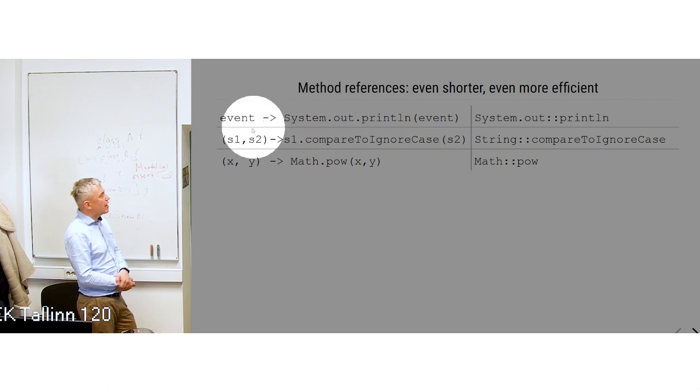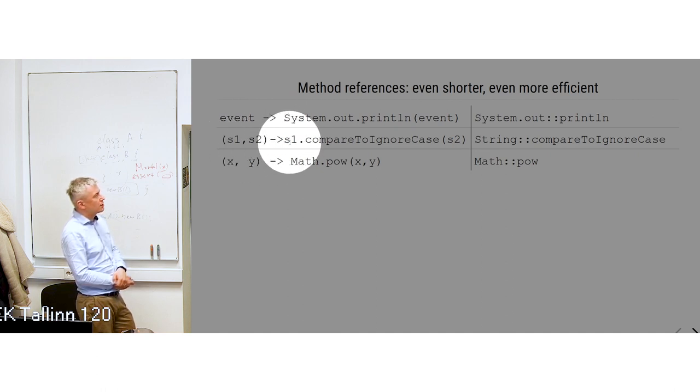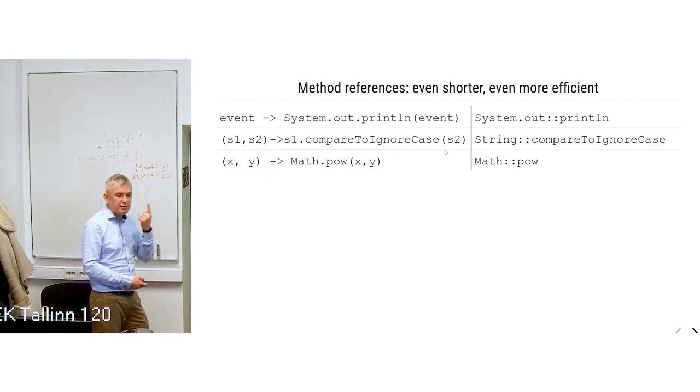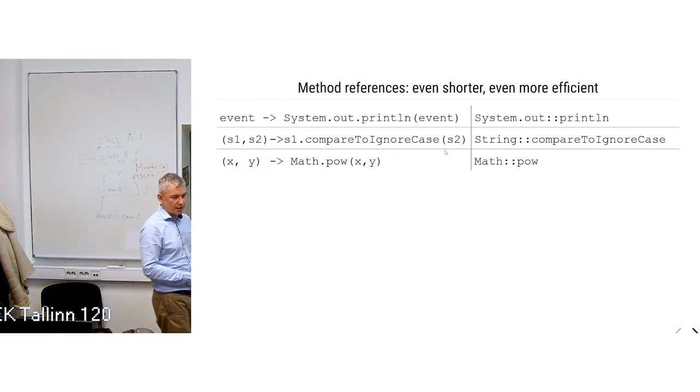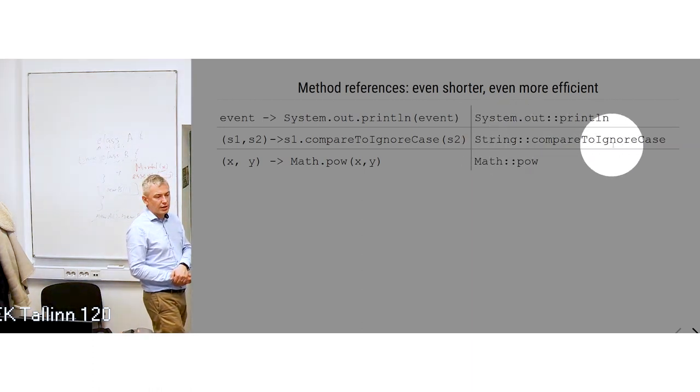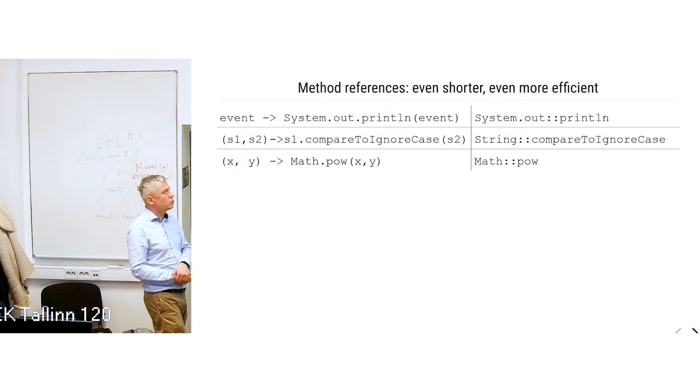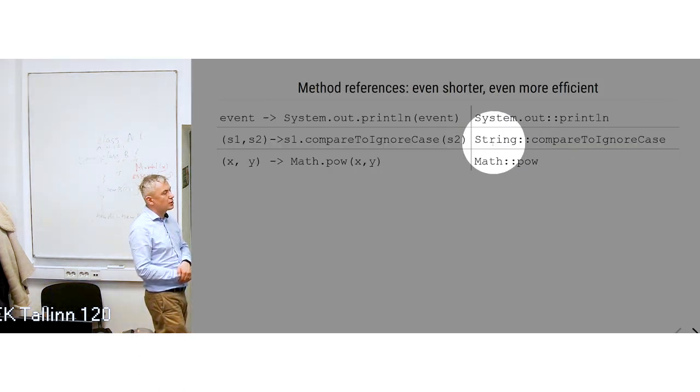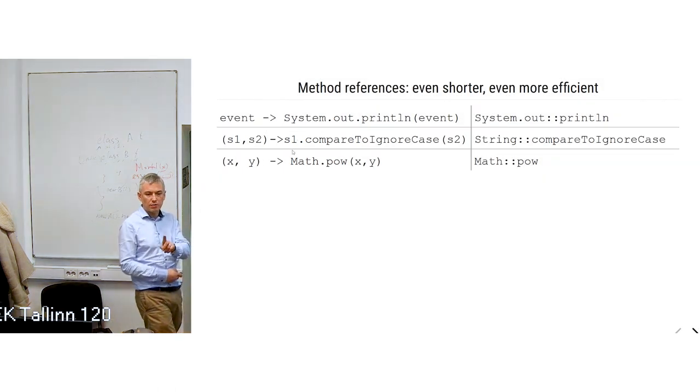But as a result, we are getting a lambda that needs two parameters. See? s1, s2. s1 is the object itself. s2 is the only parameter of compareToIgnoreCase. And thus we can write it like this: String double colon compareToIgnoreCase. So for this to execute, we don't have some concrete object here, like in this scenario. Here we have only the class. But still, we need an extra parameter in the very beginning, like this s1. Does it make sense for you?